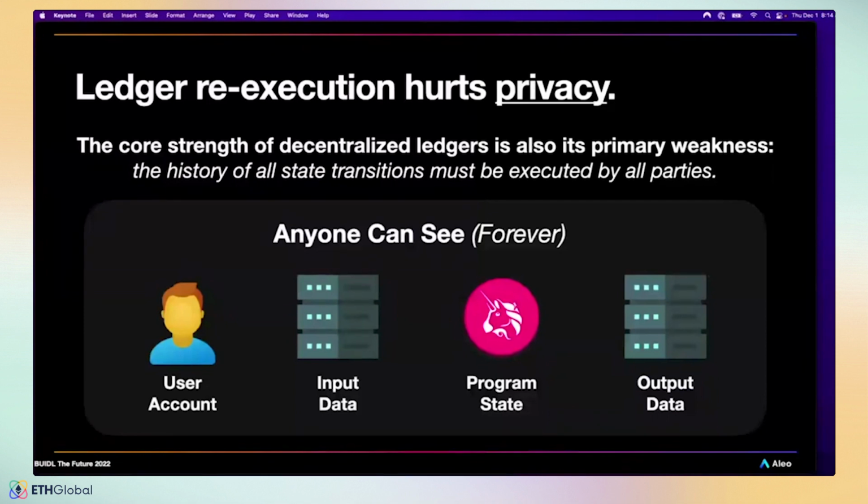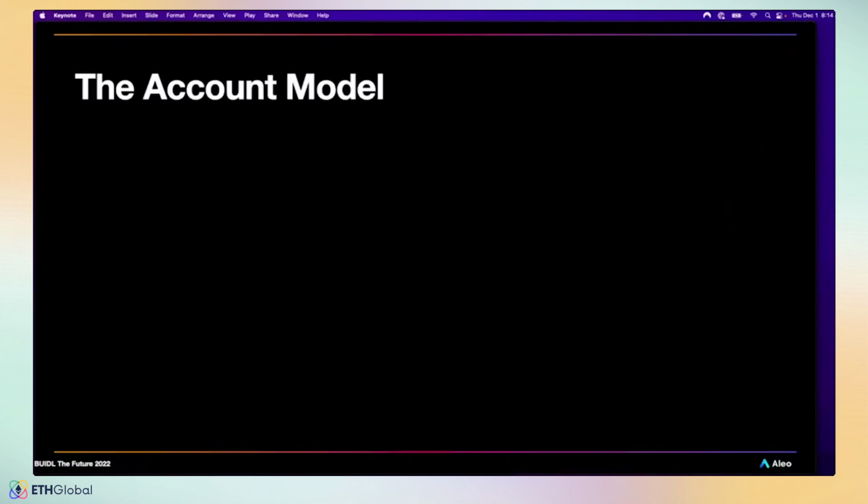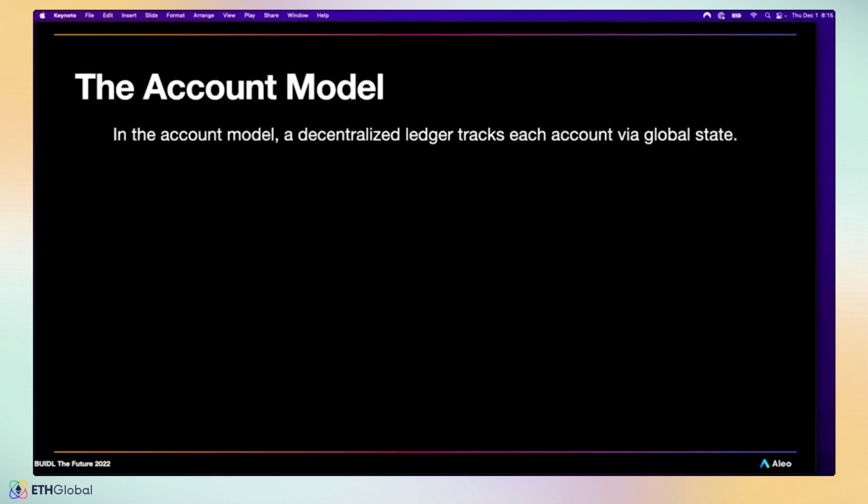But first, we also need to see what's the fundamental cause of this problem. When we take a step back and look at existing systems, we see that these problems are really a byproduct of the account model. So what is the account model? The account model is a model for organizing account and application state on a decentralized ledger.